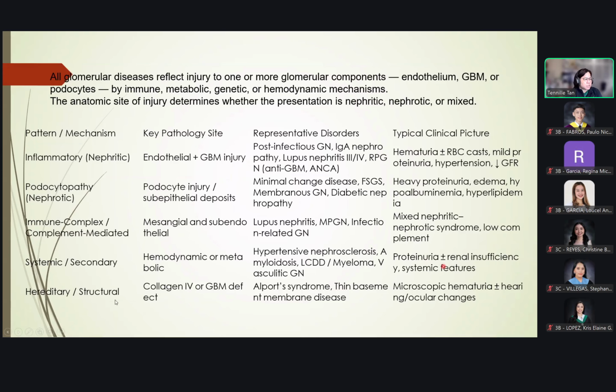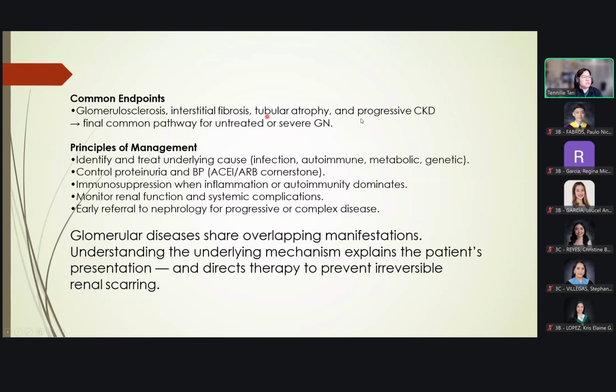So hereditary or structural, that's your collagen 4 or GBM defects, Alport syndrome, and the different basement membrane syndromes like thin basement membrane disease. And then you'll have microscopic hematuria with or without hearing or ocular changes, depending on which specific type of basement membrane disease it is. So common endpoints: they can eventually have glomerulosclerosis, interstitial fibrosis, and tubular atrophy, and that leads to progressive CKD, which is the final common pathway for untreated or severe GN.